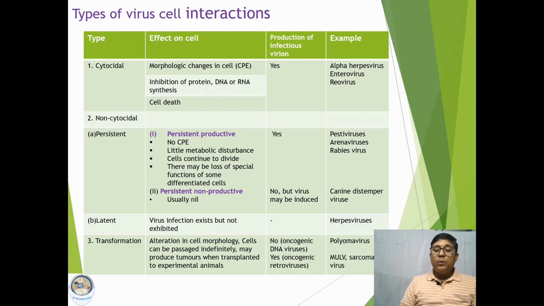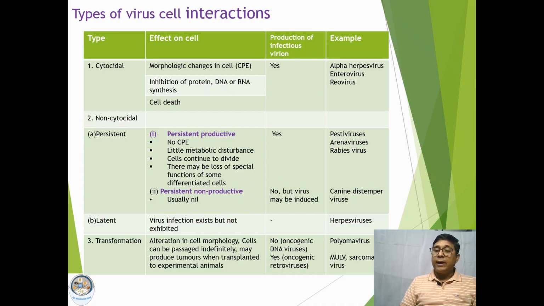Here, due to replication and multiplication of the virus, the cells will undergo lysis and there will be cell death, and production of a virus-specific cytopathic effect. This type of interaction is called cytocidal interaction. In cytocidal interaction, there will invariably be production of infectious virions, because once the viral replication cycle is complete, new virions are produced and released from the cells through lysis of the infected cell.